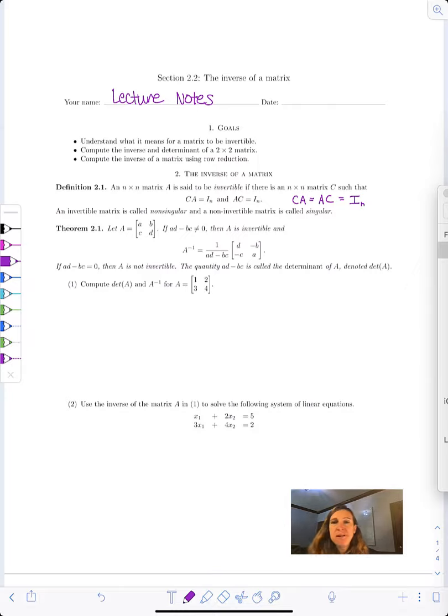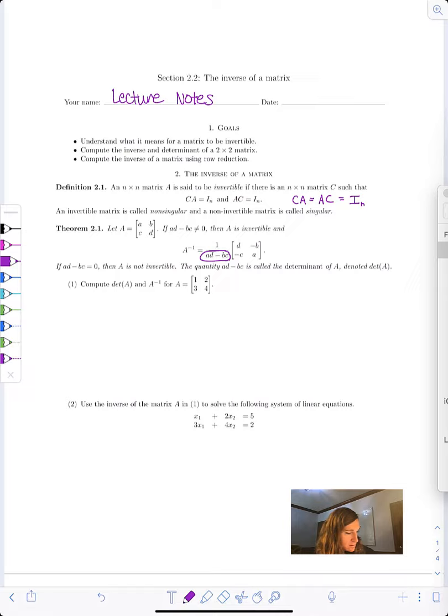And for 2x2 matrices, there's a straightforward formula for computing the inverse. Basically you take A, B, C, D, and you do A times D minus B times C. You do 1 over that, and then you swap the positions of A and D, and you put a negative sign beside B and C. And now this formula works if your matrix is invertible.